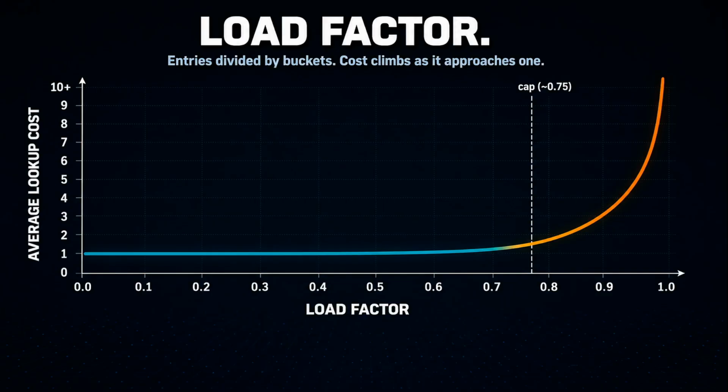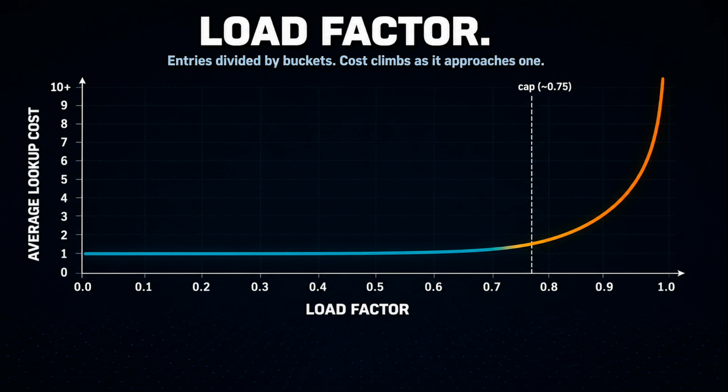Both strategies degrade as the table fills up. The number that captures this is the load factor, the ratio of entries to buckets. At a load factor of 0.5, half the buckets are empty and collisions are rare. At 0.8, collisions get common. As the load factor approaches 1, lookup cost climbs sharply because every probe or chain walk gets longer. So you cap it well before it gets near 1.